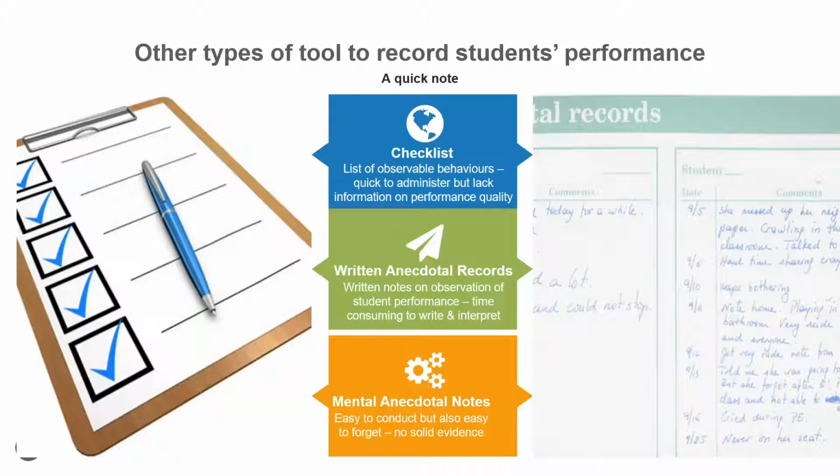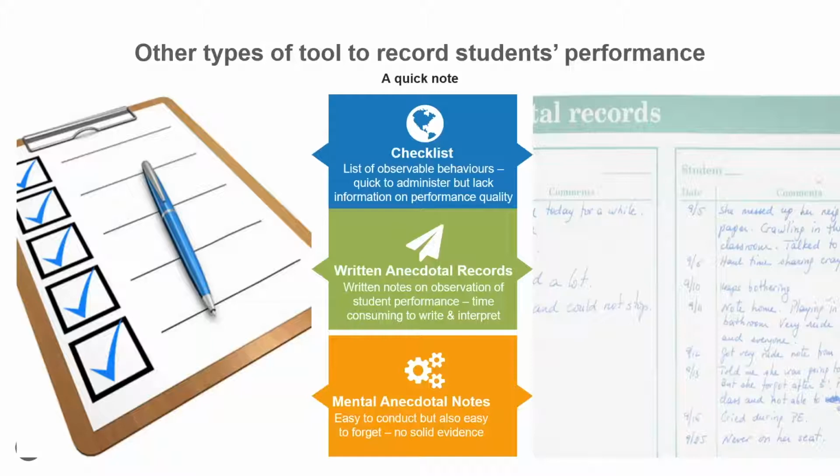Right. The next is written anecdotal notes. So anecdotal notes you can have in 2 ways, either written or mental. And people who do qualitative research will understand what I mean by anecdotal, because it's basically like how you collect your field trip notes.